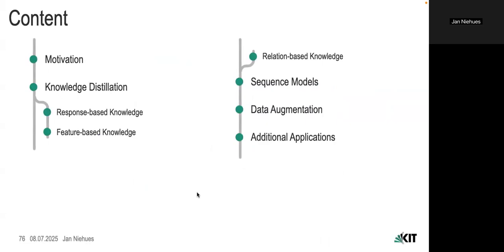So in total, what we have covered today is knowledge distillation. We've seen mainly three different ways of doing knowledge distillation. Then we looked at sequence models, why it's maybe more challenging, also data augmentation, and then using that in large language models.